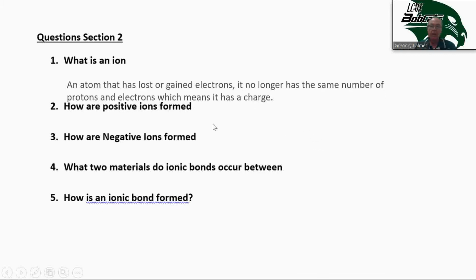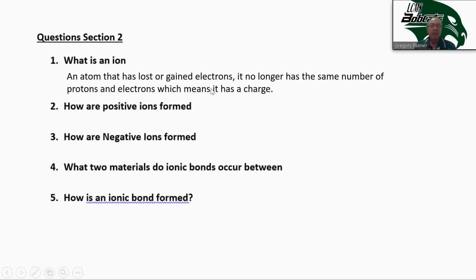So, what's an ion? Well, an ion is an atom, we said, that has lost or gained electrons so that it no longer has the same number of protons and electrons. This means it has a charge. So, if it loses electrons, it'll have more positive protons than negative electrons. It'll be a positive charge. If it gains negative electrons, it'll have more negatives than positive protons, so it'll have a negative charge.